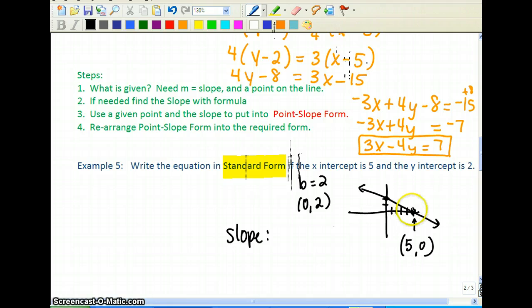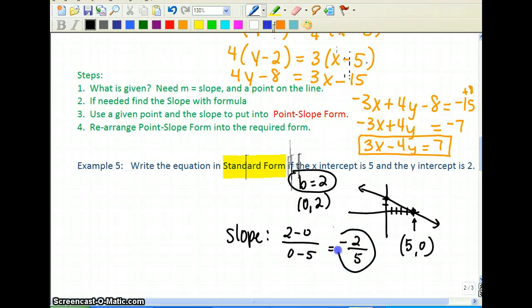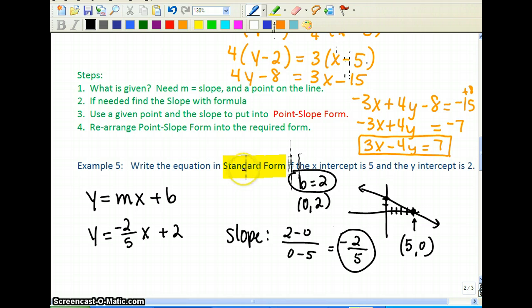Well, some people would say, well, let's just count. We'll go up 2 and over 5. Other people say, well, there's 2 points. What's the formula? 2 minus 0 over 0 minus 5 is negative 2/5. Up 2 and left 5 is also negative 2/5. So in this problem, we have b and we have m. So we could just plug that into mx plus b. So y equals negative 2/5 x plus 2, which is great, except they want it in standard form.